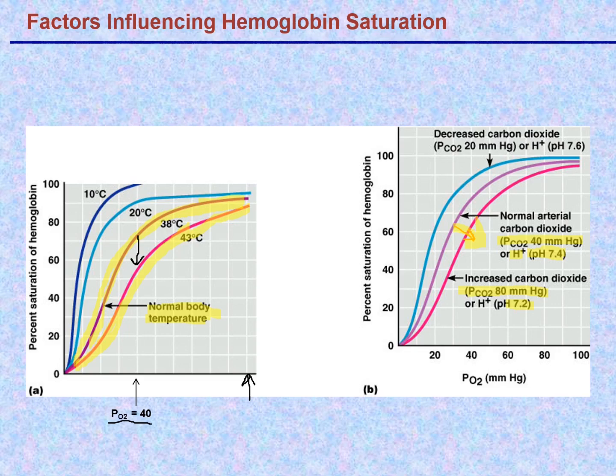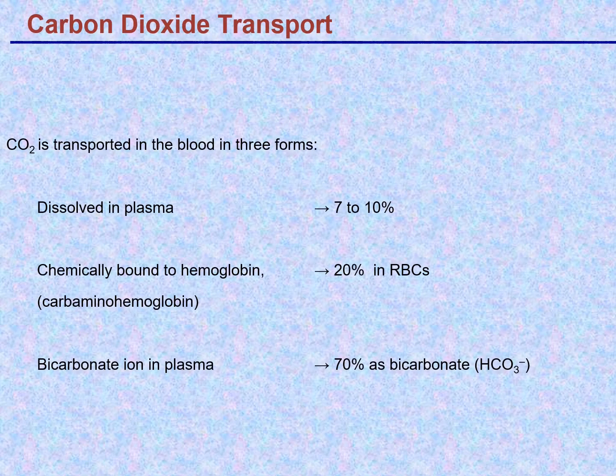These are the characteristics of how tightly oxygen is held onto by hemoglobin. Carbon dioxide is transported in the blood in several different forms, and we're going to pick up on this with Unit 1, Part 2 in the next video. So I'm going to stop here.